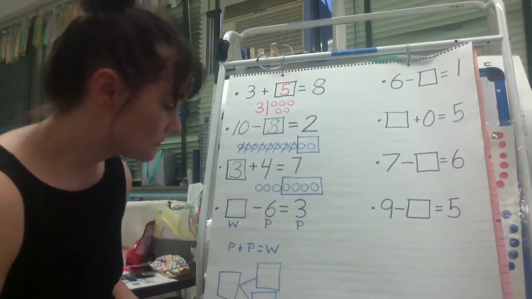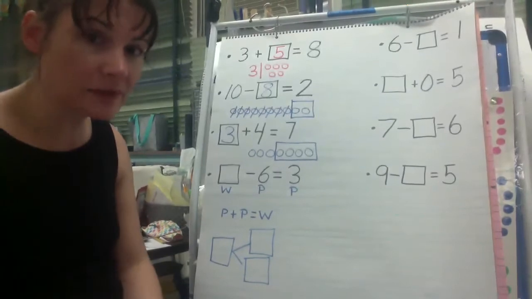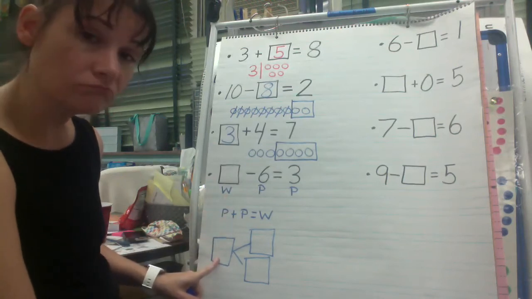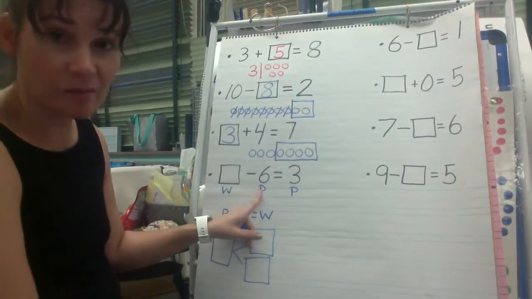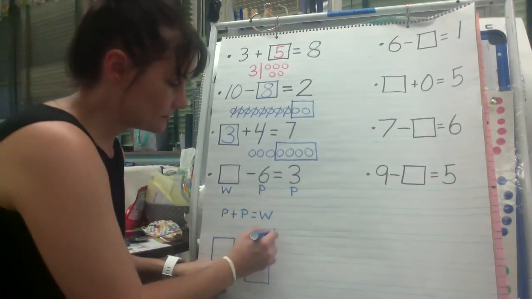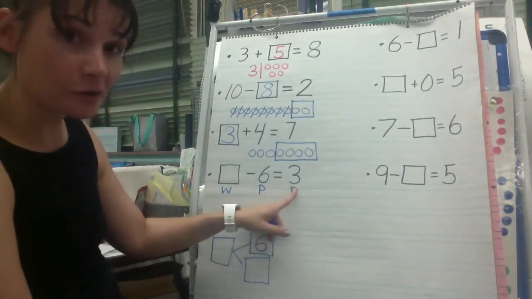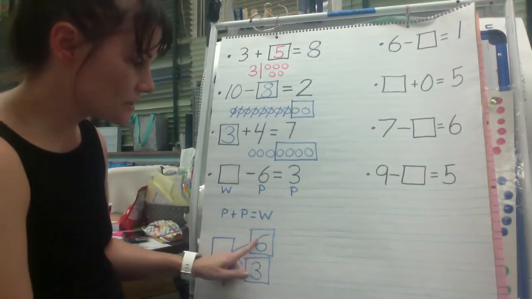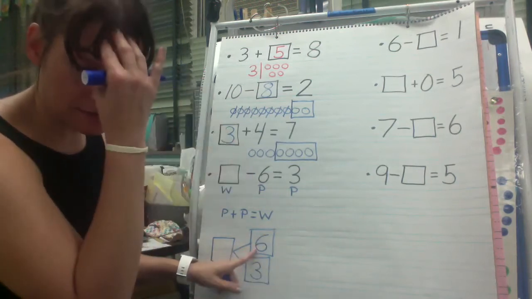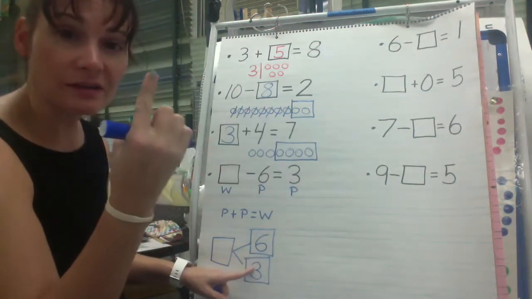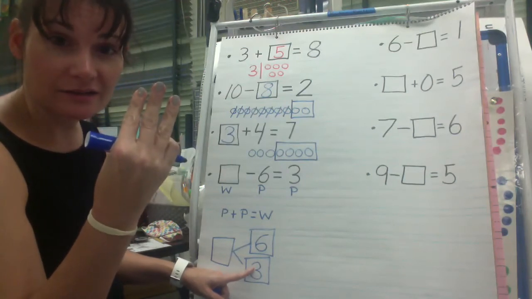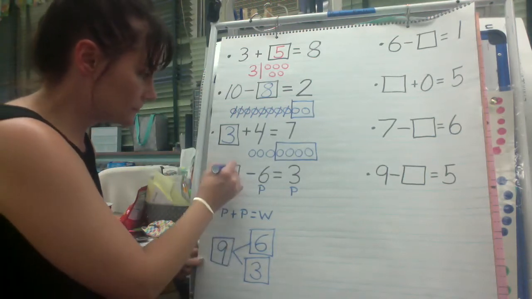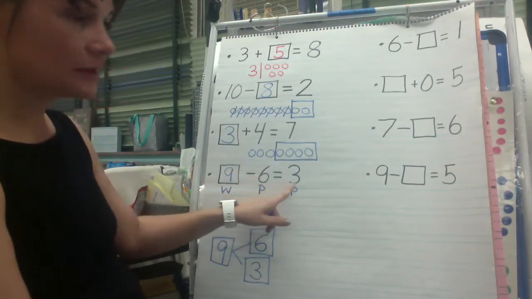Great job, guys. So I used a part whole to help me with this one. Do I know my whole? No. Do I know one of my parts? Yes. Do I know my other part? Yes. So I'm going to use my counting on strategy. Everybody put 6, 7, 8, 9. So what was our whole? 9. 9 minus 6 equals 3.